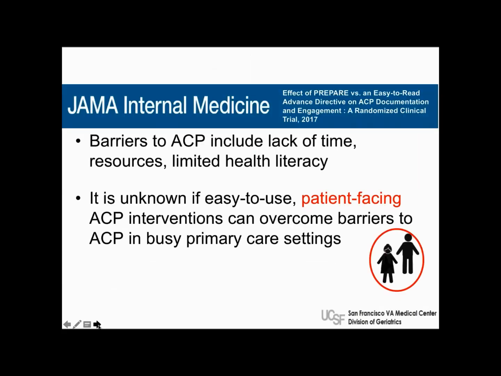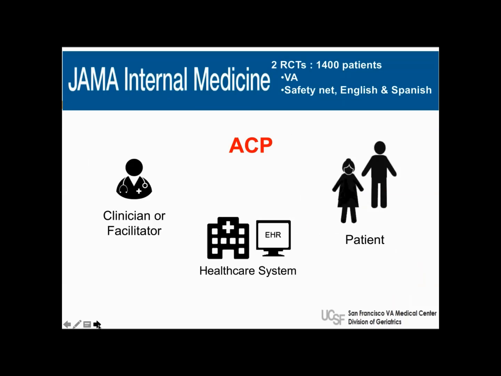We then did a series of randomized control trials, again, because we had heard that barriers to advanced care planning include lack of time, resources, limited health literacy, the issue of cognitive burden, and it was really unknown if we used these patient-facing advanced care planning interventions, can we overcome these barriers to advanced care planning in busy primary care settings? And what I mean by that is when you do advanced care planning, you can focus on the clinician or a facilitator, you could focus on the healthcare system and workflows and electronic health record, or you can focus on the patient. And in these trials, we gave things to patients, and then we wanted to see what would happen if we did nothing else on the health system side.